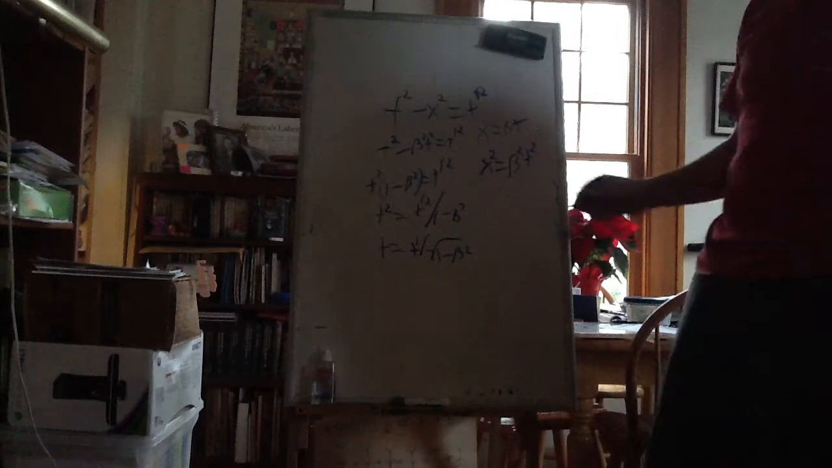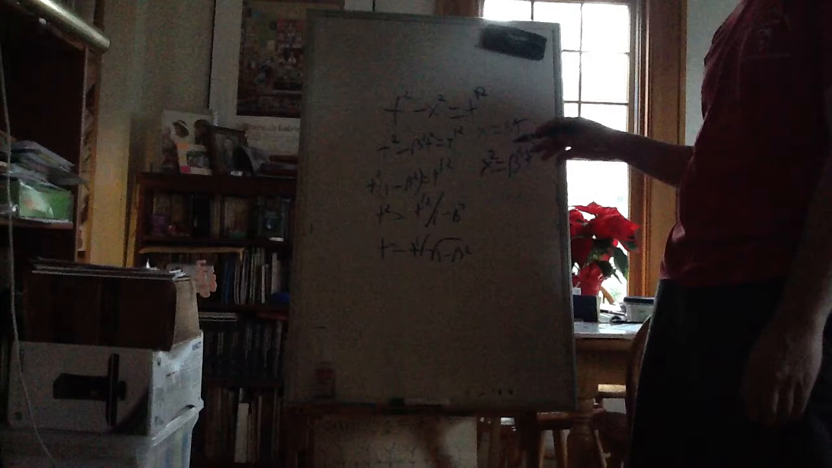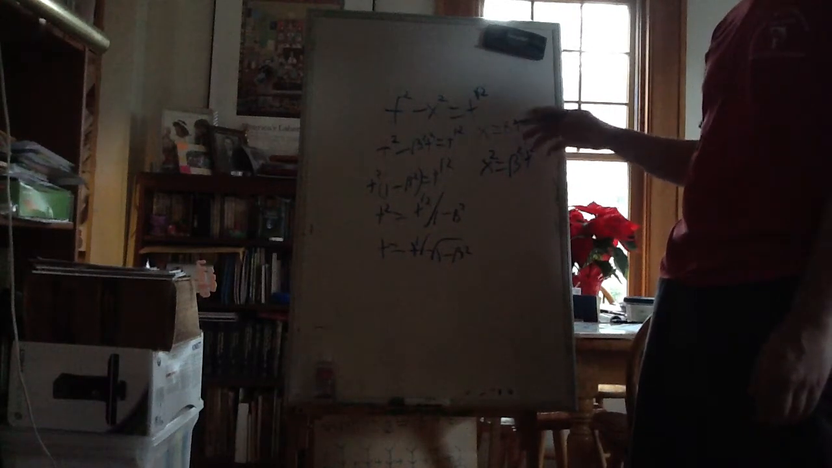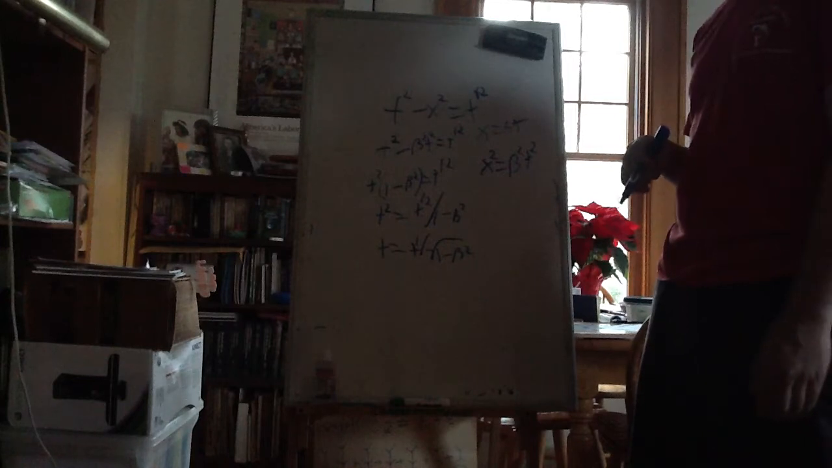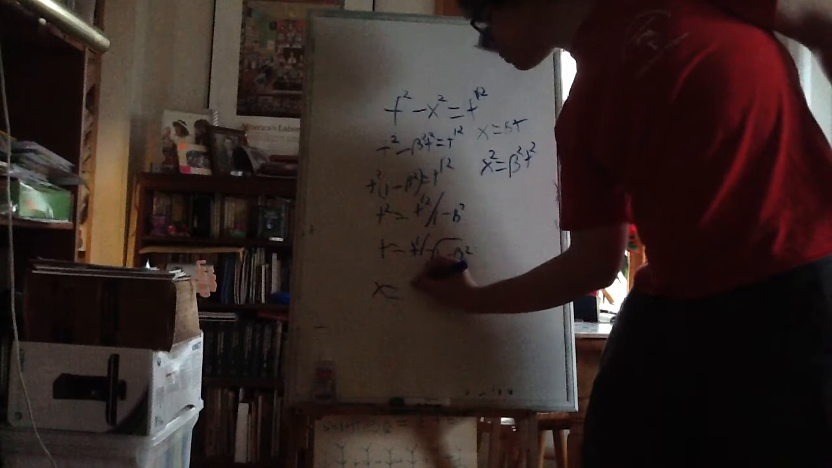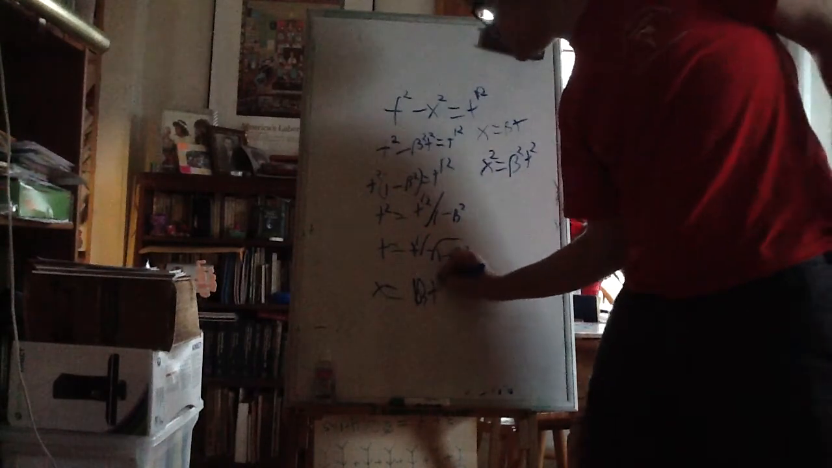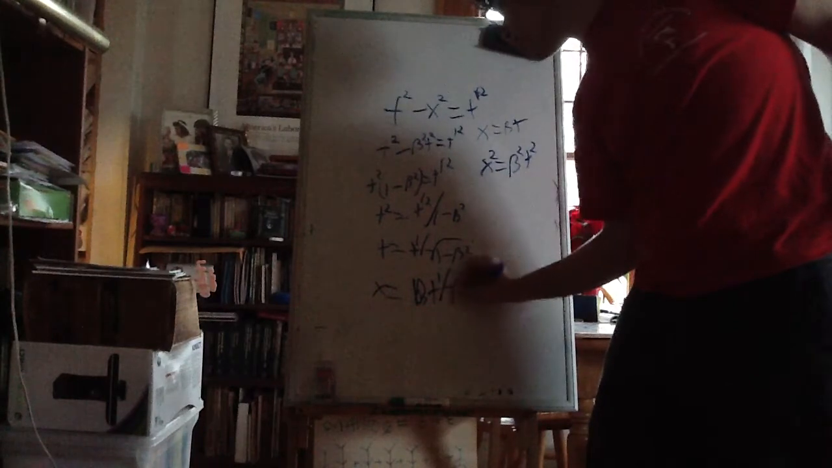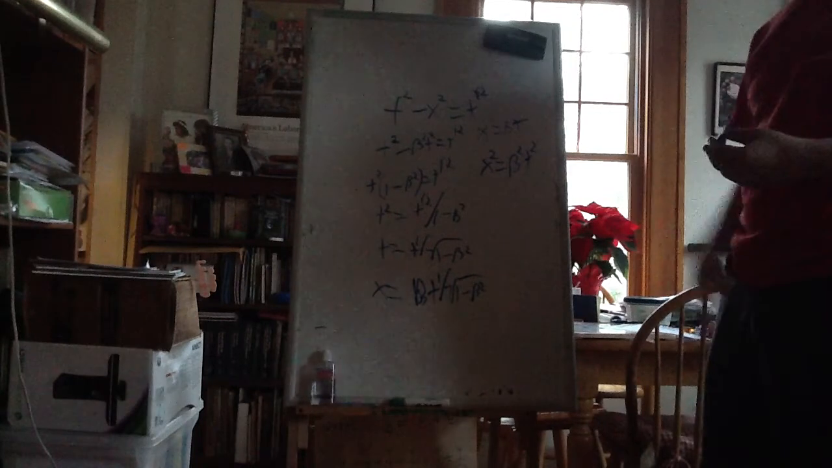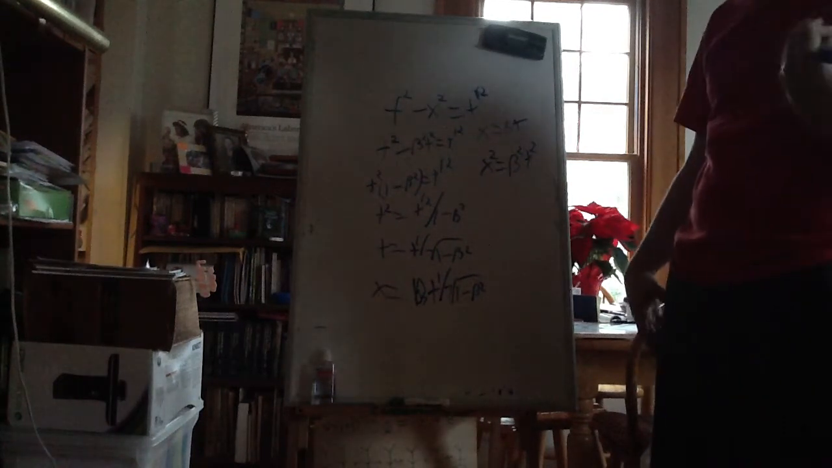And now, the reason that we have x equals beta t is that we know what x is relative to t. So that means that if we just multiply t by the value of beta, then we get x equals beta t prime divided by the square root of 1 minus beta squared. So, that's our value for x.